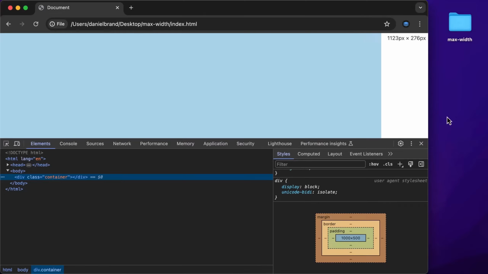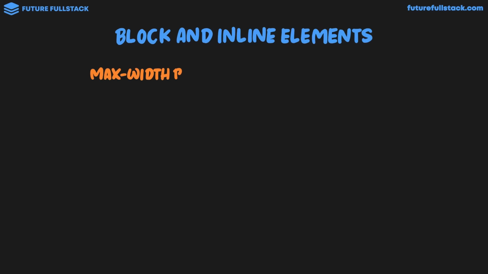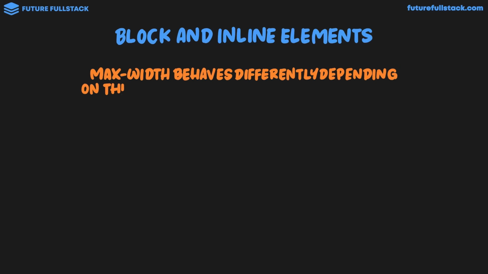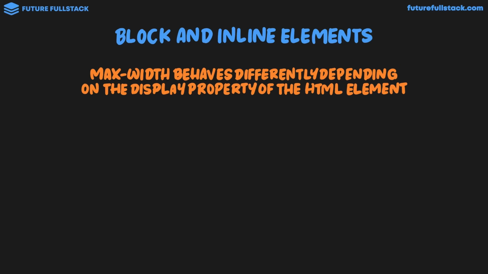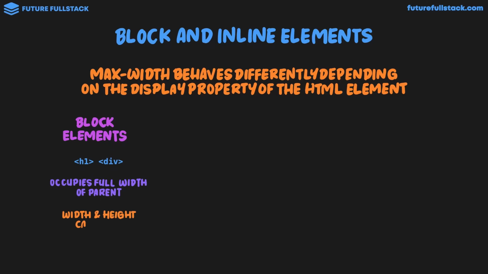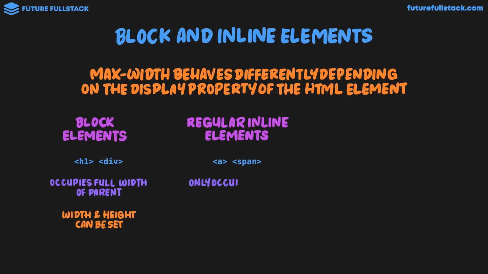Let's now talk about max width in the context of block and inline elements. Max width behaves differently depending on the display property of the HTML element. Let's talk about block elements first, for example an h1 or a div. Block elements occupy the full width of their parent, and we know that width and height can be set. Looking now at regular inline elements, such as an anchor tag or span, they only occupy the width of their content. And we know for these, width and height cannot be set.